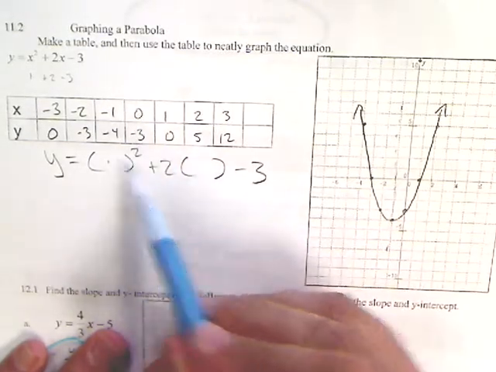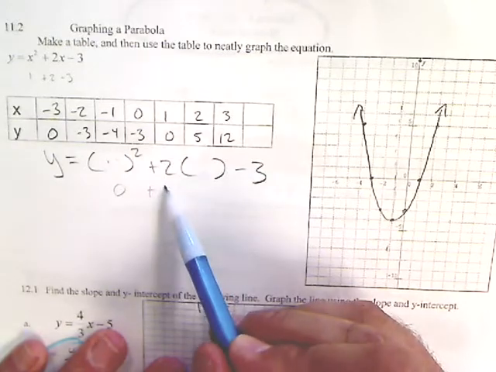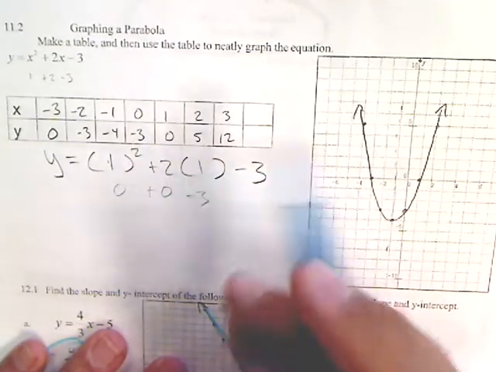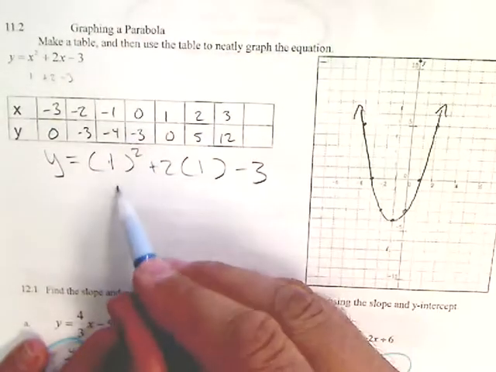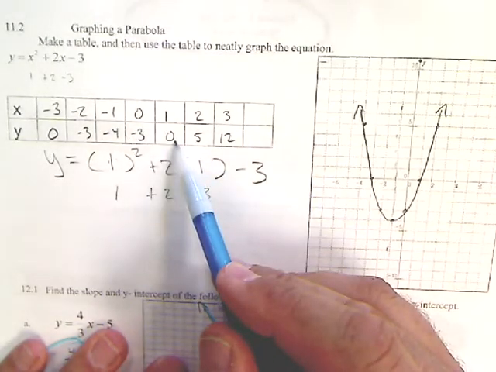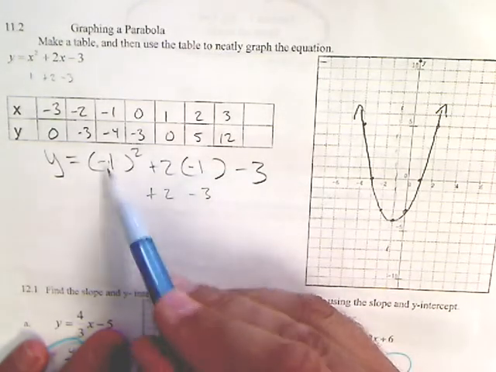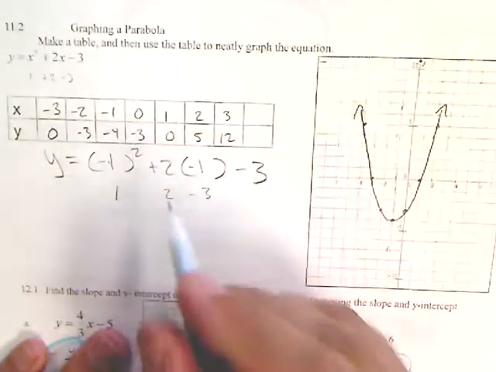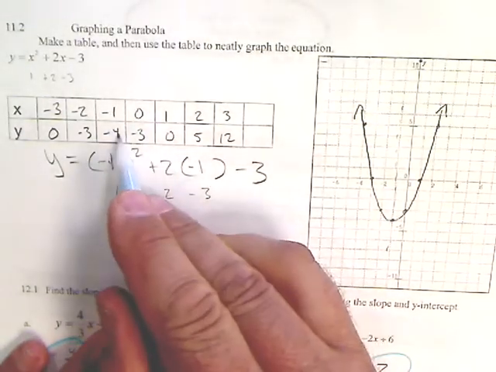Plug in the 0. 0 squared is 0. Plus 2 times 0, 0. Minus 3, negative 3. Plug in my 1. 1 plus 2 minus 3, 0. Plug in negative 1. Positive. Negative times a negative is a positive. This becomes negative now. 2 times negative 1, negative 2. So that gives me negative 4.